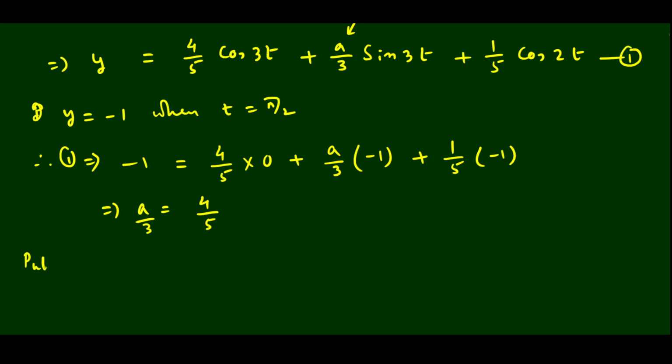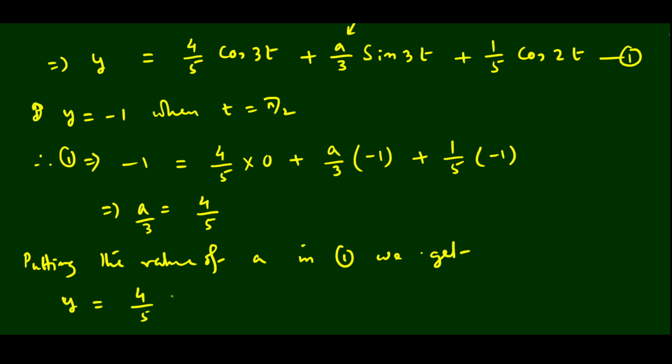Okay, putting the value of a in equation 1, we get: the left hand side is small y. This is 4 by 5 cos 3t. Then a by 4. A by 4 is how much? 4 by 5 sine 3t. And then 1 by 5 cos 2t. So this is the solution of the given differential equation.